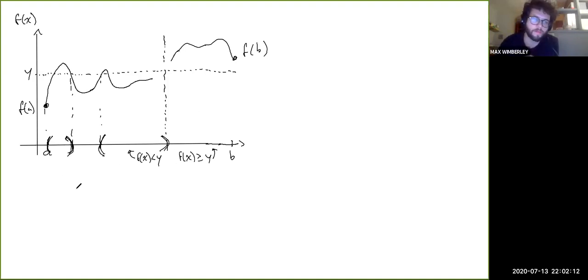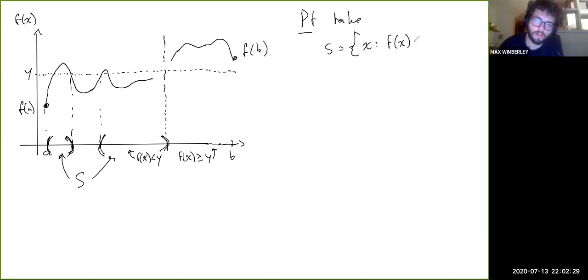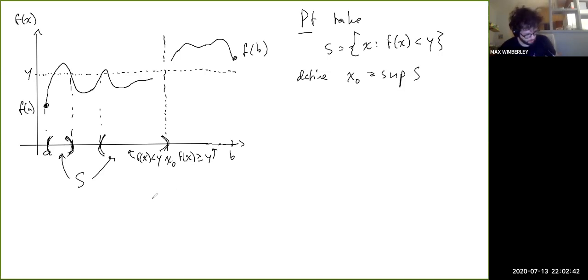So if we define S to be the set, I can write up the proof here too. Take S to be the set of x for which f of x is less than y, and define x naught to be the supremum of S. So this is x naught over here.